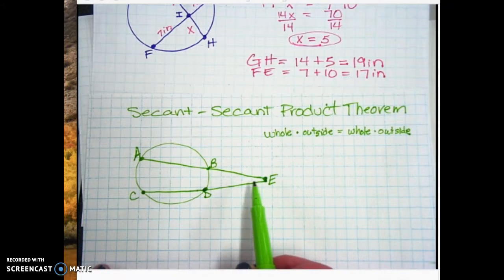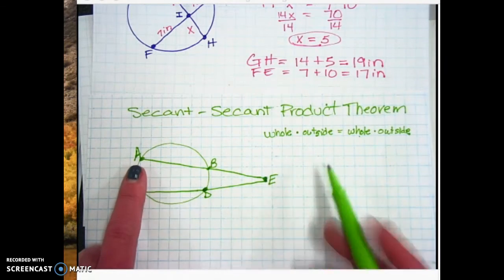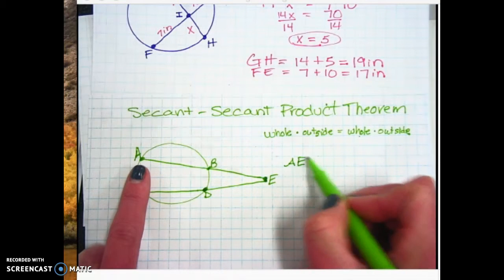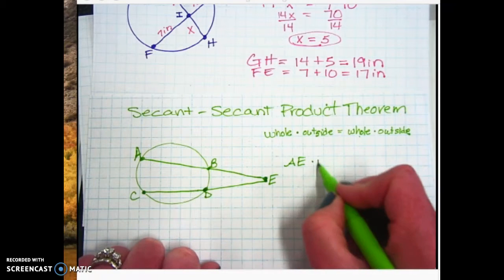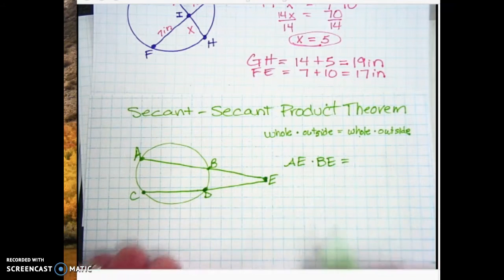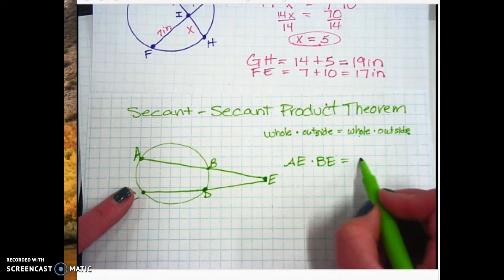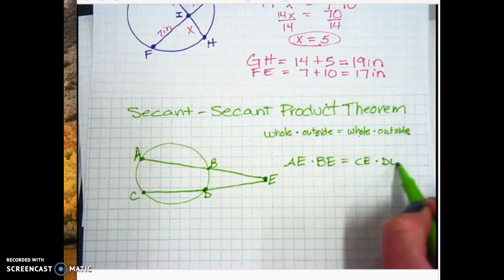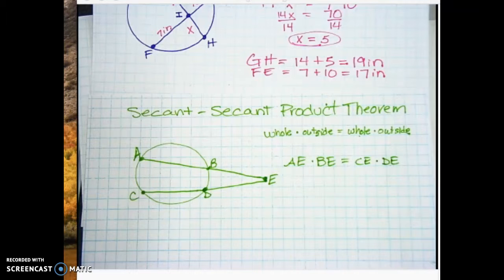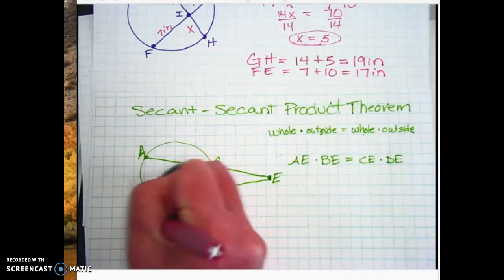So now we've got two. So let's start with the top one. The top one, the whole thing would be AE times the outside, which is BE. That's going to be equal to the other secant, the whole thing, which is CE, times just the outside, which is DE. Okay? So let's try one with some numbers. This will be example number 2.